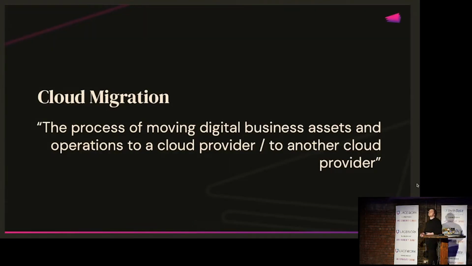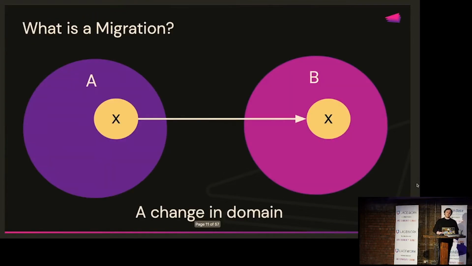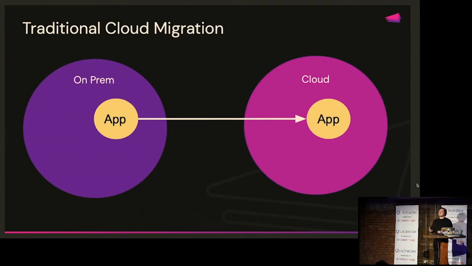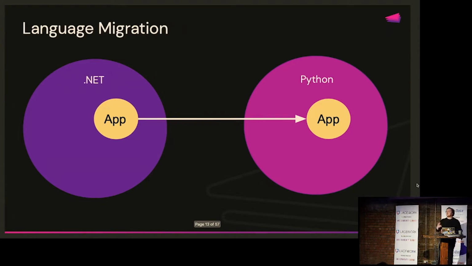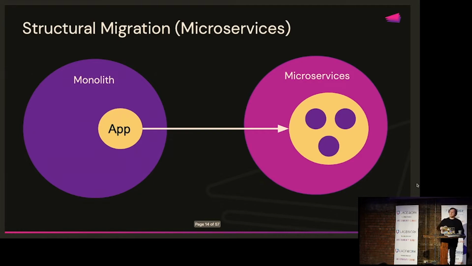Well, a cloud migration is the process of moving a company's business assets and operations to a cloud provider, or maybe from one cloud provider to another cloud provider. And for me, it's really a shift in domain, from domain A through to domain B, which might be a traditional cloud migration, a lift and shift from on-premise to cloud. It could be a language migration from .NET to Python for some reason. It could be a more structural migration, taking a monolith and gradually restructuring it into microservices.